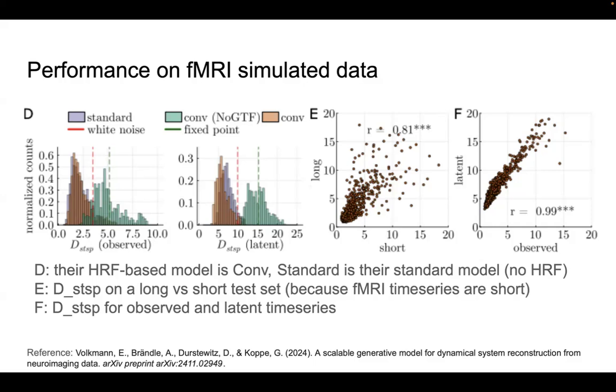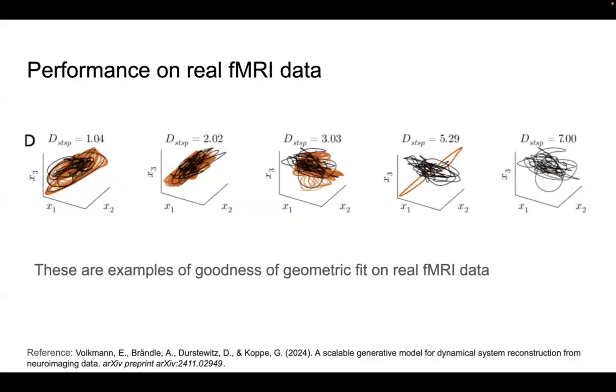And this is simulated data, so you can do that here because you have both the long and the short. This is just for their next step, which is going to do it on real fMRI data. So these are some examples when they do a fit on real fMRI data.